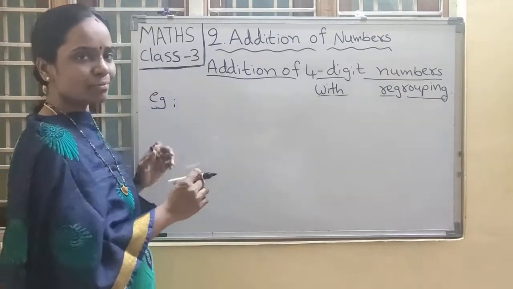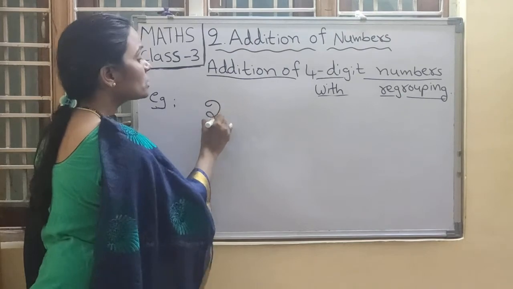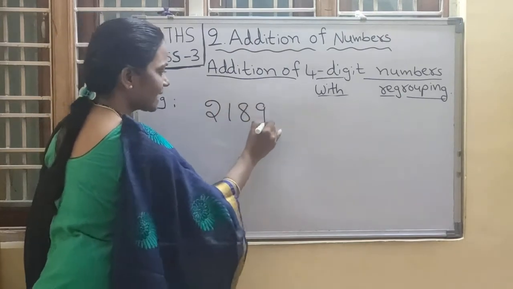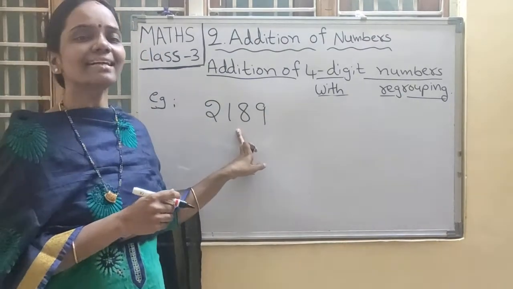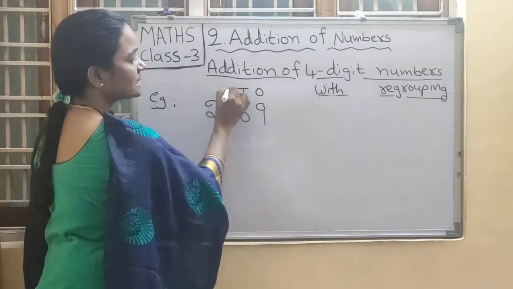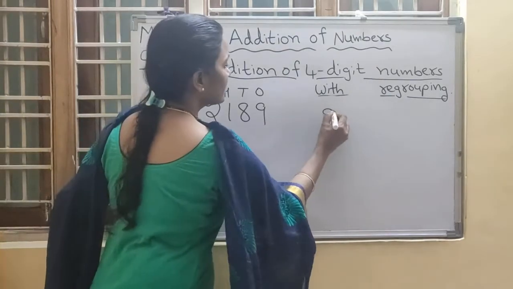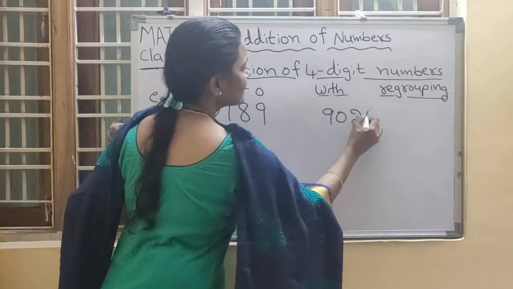Shall we take one example? Then give me a 4-digit number. Very good. 2189. What are the places? Ones place, tens place, hundreds place, thousands place. Take another number, 9026.